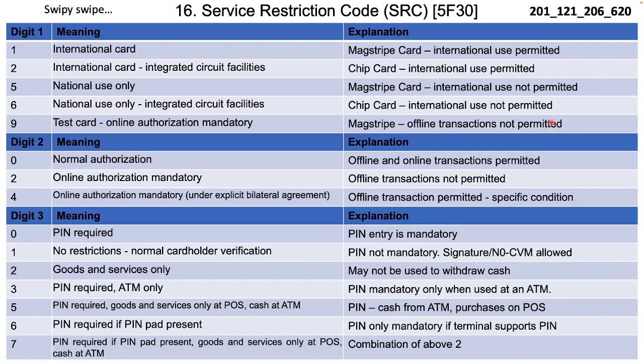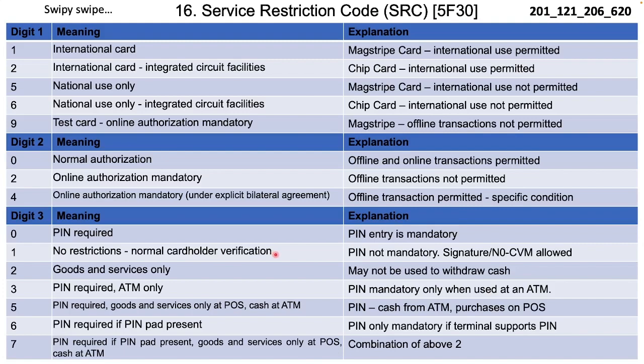All right. So if we look at the examples we've got, for example, if you see a service restriction code with 201, what does this mean? It means that the first digit is a 2. So we know it's a chip card that may be used internationally. The second digit is 0. We're saying normal authorization. And the card permits transactions to be approved both online and offline. And the last digit is 1, which is no restrictions, normal card limit.